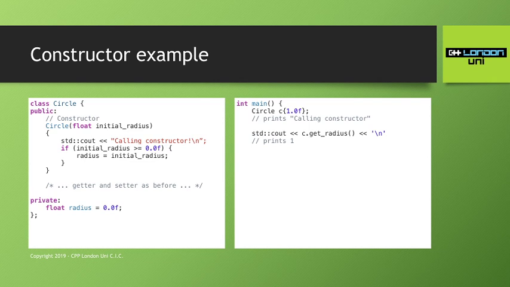If we call our getRadius function and print out what the radius is, it's going to print 1, because 1 is greater than or equal to 0, so we're going to use that value. Everything's happy. This is fine.